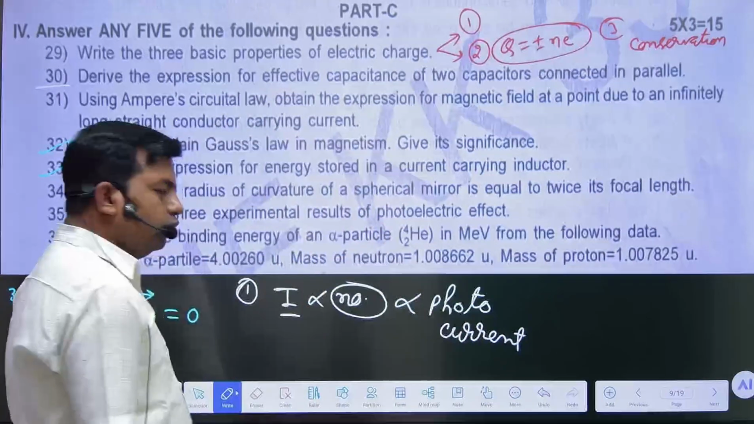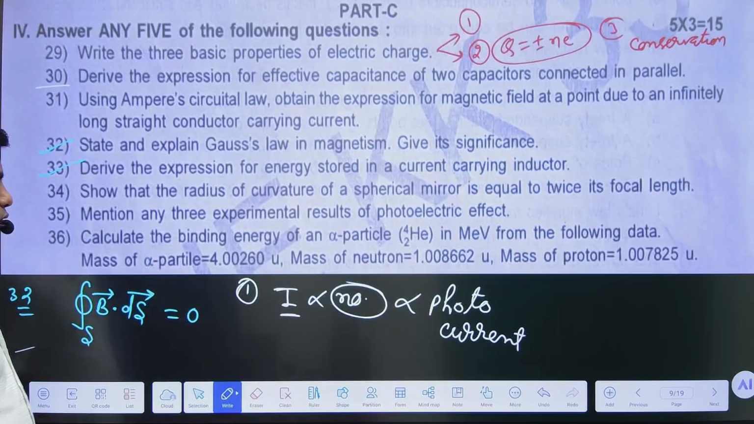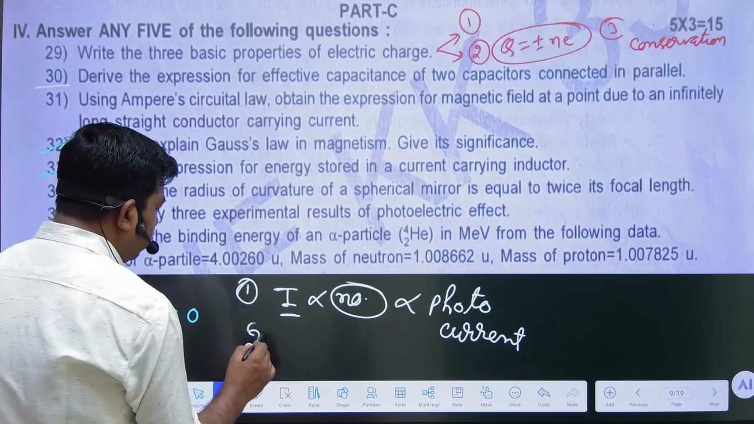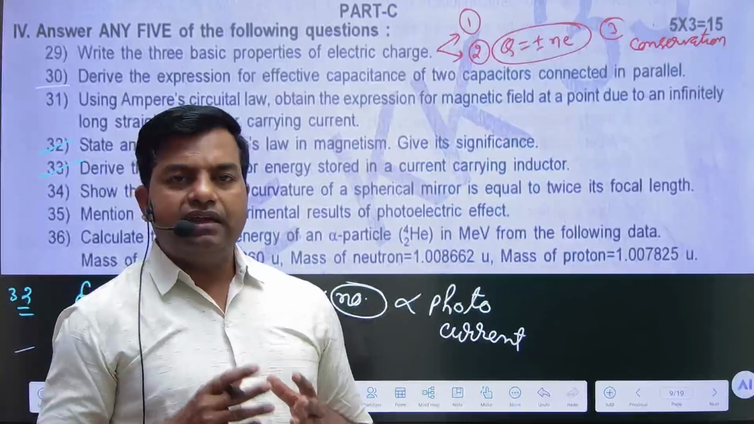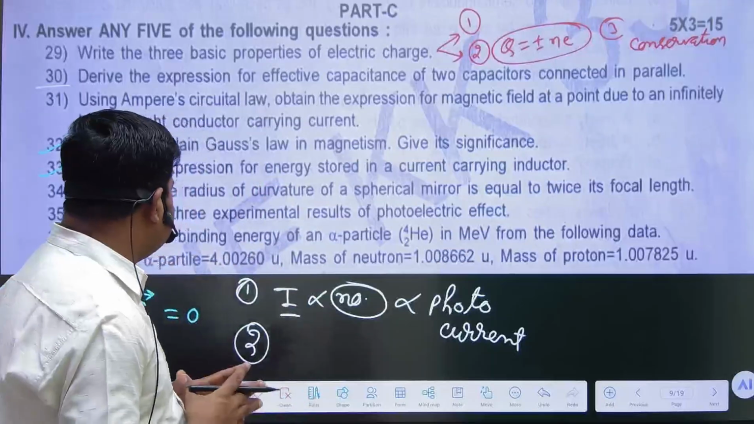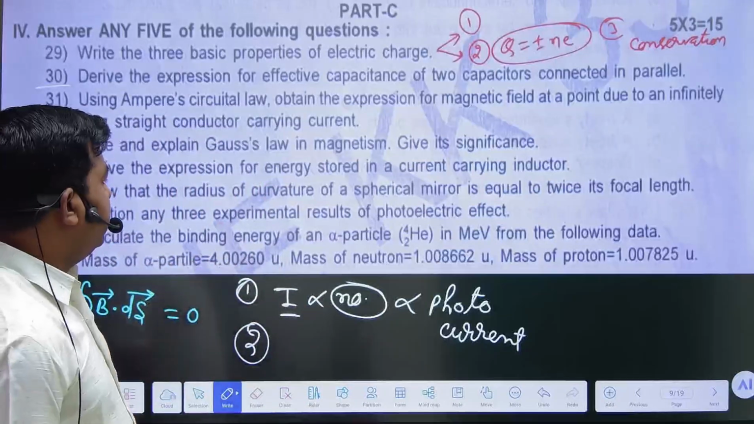Second one is, we also know that the intensity also depends on the saturation current. More is the intensity, more is the saturation current. So the second one is: intensity is proportional to saturation current.